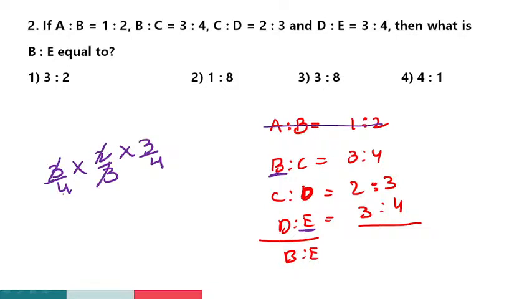3 cancels. 2 ones are 2 and 2 twos are 4. Any cancellation? No. Numerator is how much? 3. Denominator is how much? 2 fours are 8. So 3 is to 8. That's why option 3 is the right answer, guys. Option 3 is the right answer. Clear, all of you?